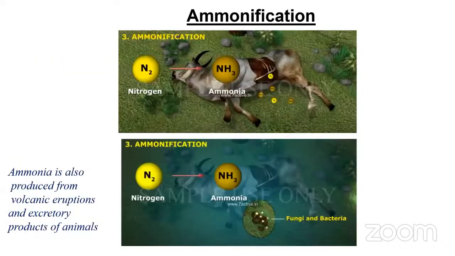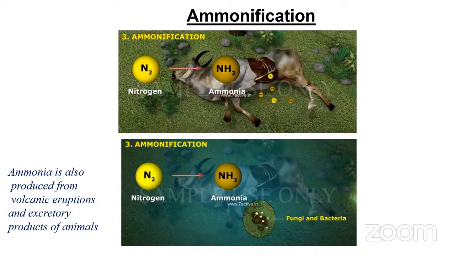Now the third step in the nitrogen cycle is ammonification. What happens in ammonification is that when animals die, the organic nitrogen present in the animal is converted into ammonia. These animals get decomposed when they die, as a result of which the organic nitrogen present in them is converted into ammonia. This ammonification is also carried out by microorganisms called fungi and bacteria.